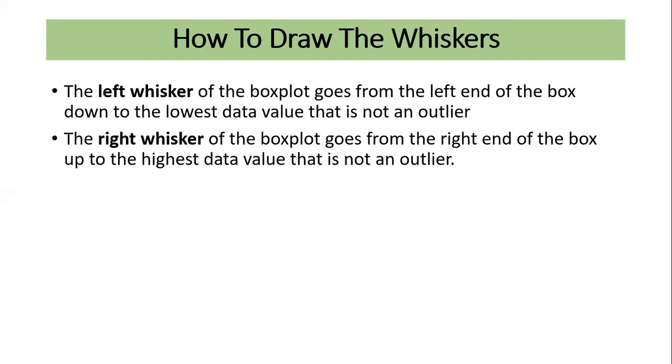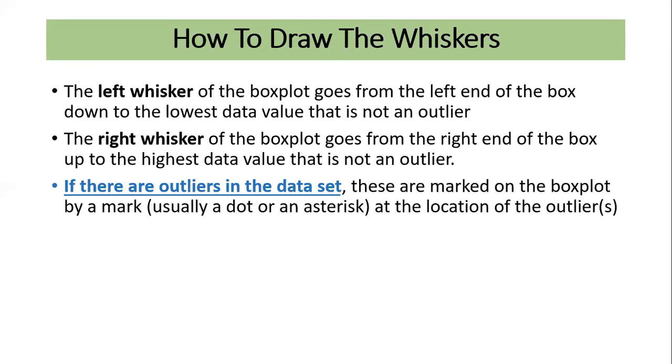The first key fact is that the left whisker of the box plot goes from the left end of the box down to the lowest data value that is not an outlier, while the right whisker goes from the right end of the box to the highest data value that is not an outlier. Now, if there are outliers in the data set, those are going to be specially marked on the box plot by a mark, usually a dot or an asterisk, at the locations of any of those outliers.